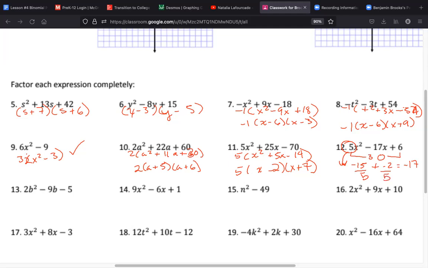Just roll with it. Are you writing stuff down or are you just looking at it? That's what I thought. All right, so you're going to do negative 15 divided by 5. That's going to give you negative 3. So x minus 3. And does negative 2 go into 5 easily? Nope. So it's 5x minus 2. Put the denominator first, the numerator second. And you're done.